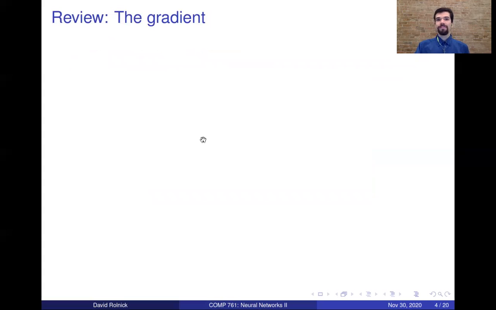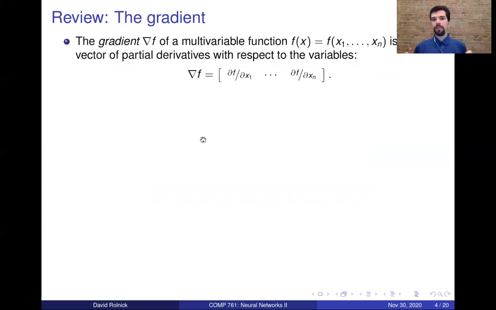So, review of the gradient. If one has a multivariable function, we can write it as a function literally of multiple variables, or one can write it as f of x, where x is a vector. So if one has this multivariate function, one can write down the gradient of the function as just the vector of partial derivatives with respect to the individual variables. It's just the vector where the first part is the derivative of f with respect to the first variable, all the way to the derivative of f with respect to the nth variable.